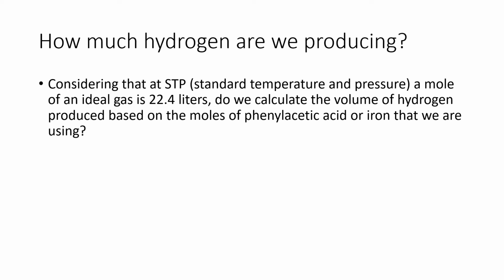So how much hydrogen are we actually producing? If we consider the standard temperature and pressure of an ideal gas is 22.4 liters, we need to be able to calculate the volume of hydrogen produced based on the moles of the phenylacetic acid or iron that we are using.